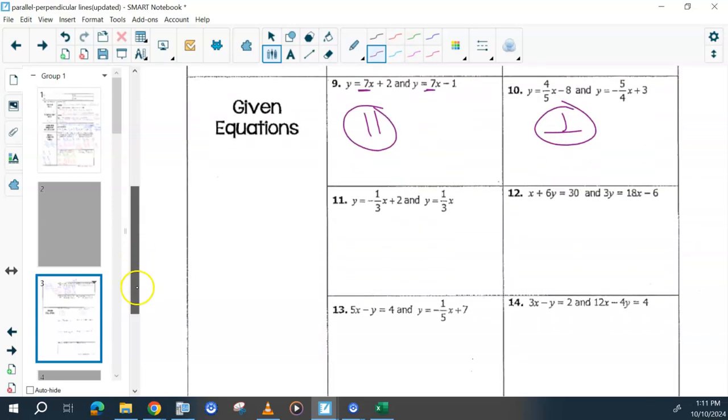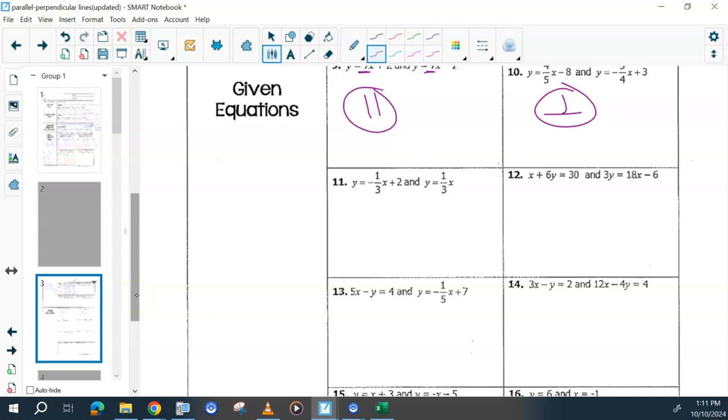What about 11? They're not parallel, they're not perpendicular, they are neither. Because they look the same, but one is negative, so that can't be parallel. One is negative, one is positive, but they're not flipped.